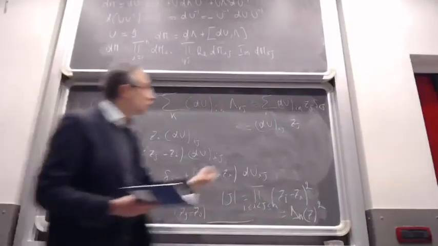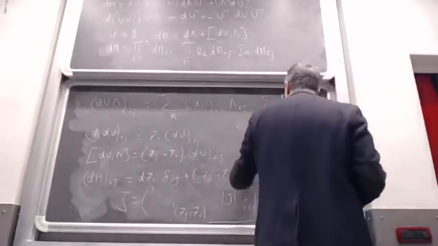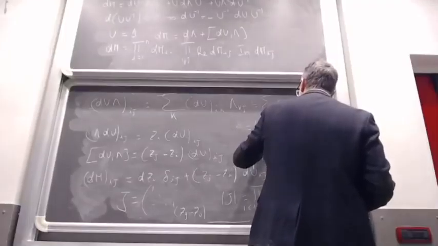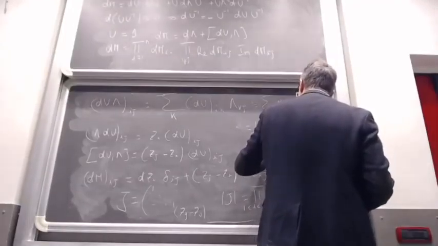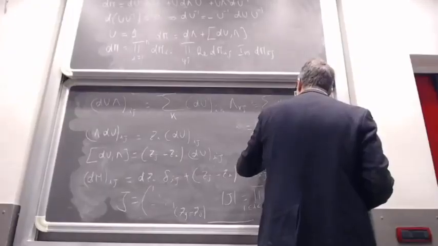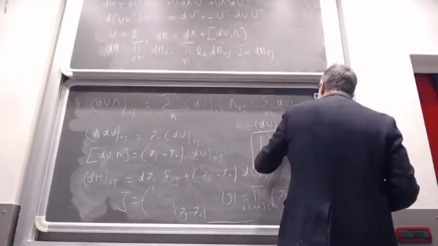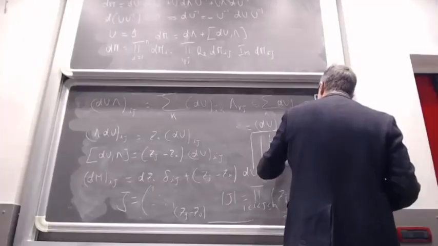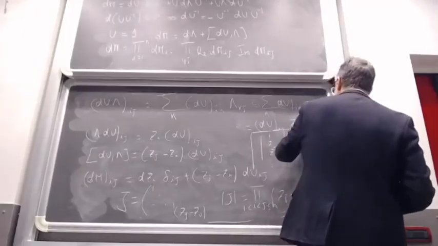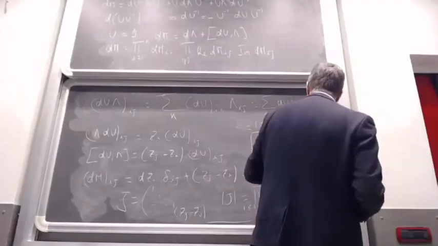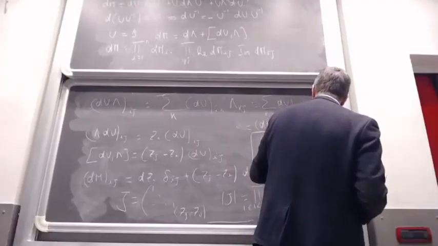Let me just use a little space. The Vandermonde determinant would be the determinant with rows 1, z1, z1 squared, and so on, 1, z2, z2 squared, and so on, up to the power n minus 1.